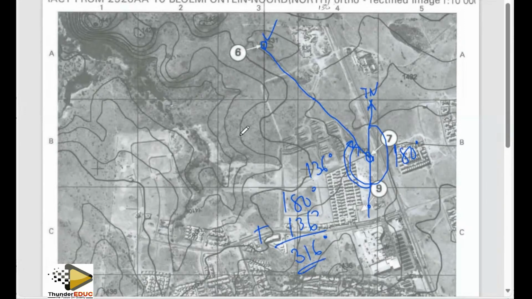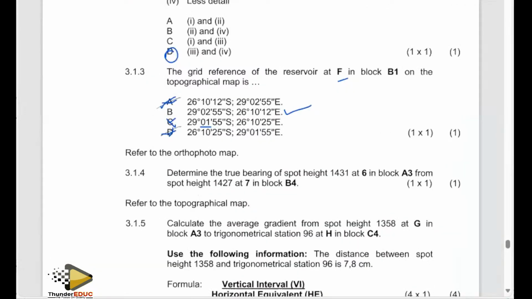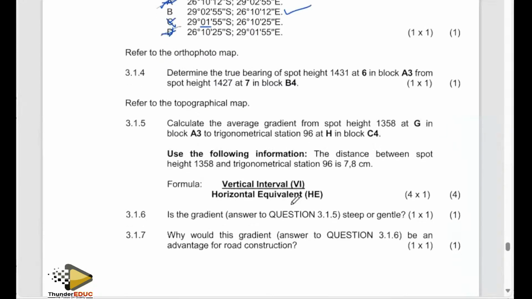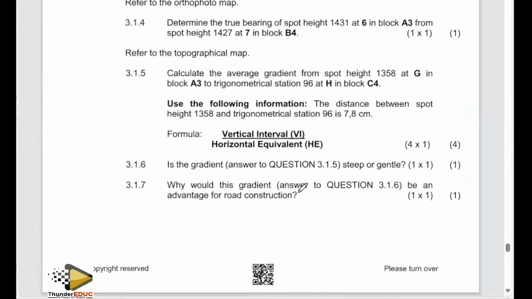Calculate the average gradient. Calculate the average gradient from spot height 1358 at G in block B in block A3 to trigonometrical station 96 at H. Use the information. The distance between the two is 7.8 centimeters. Right, so let's go to the map and do the calculation.